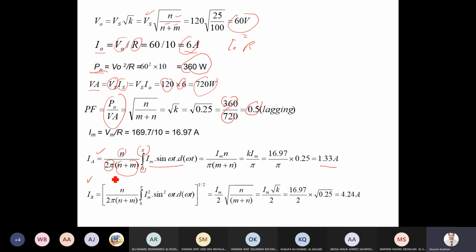For RMS, it is the same as the previous one, just we added here 1 over 2 square root 2, and all this part to be squared, as you can see here. Also, we do the calculation. We have the RMS current.